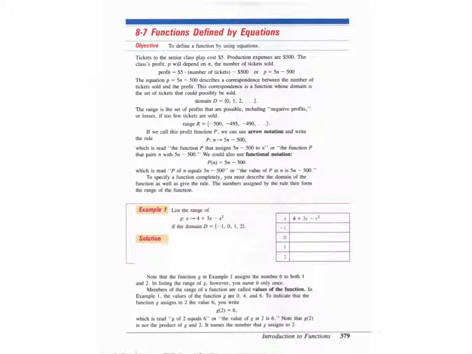So today we're going to continue with chapter 8. We're going to cover lesson 7. And in this lesson, we are going to define a function by using equations.